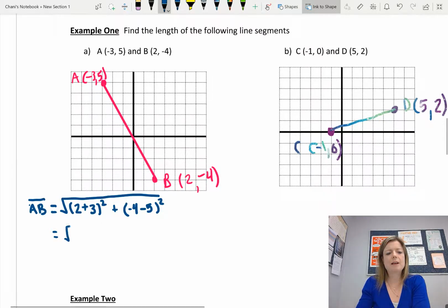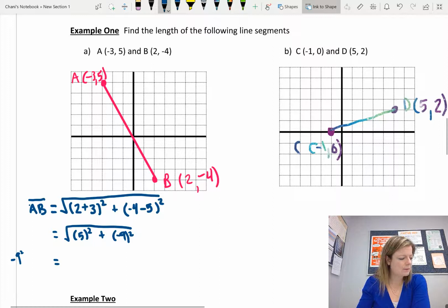Okay, so now we just follow BEDMAS. So the first thing we do is add within the bracket. So we get 5 all squared, and then -9 all squared. Notice that I'm still including these rounded parentheses, and you should think about why that's true. Because this -9, the negative is included in the squaring. So this -9 all squared becomes positive 81. -9 times -9 is positive 81. Without that, if you just had -9 squared, your calculator would give you -81 and you'd get the wrong answer.